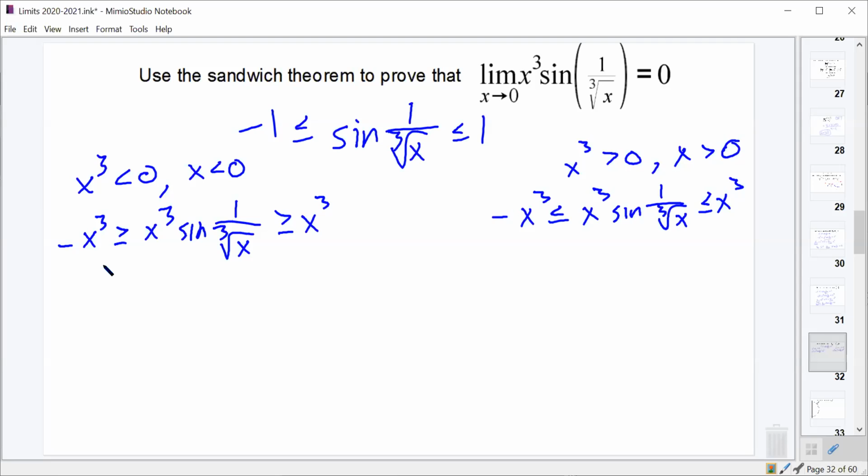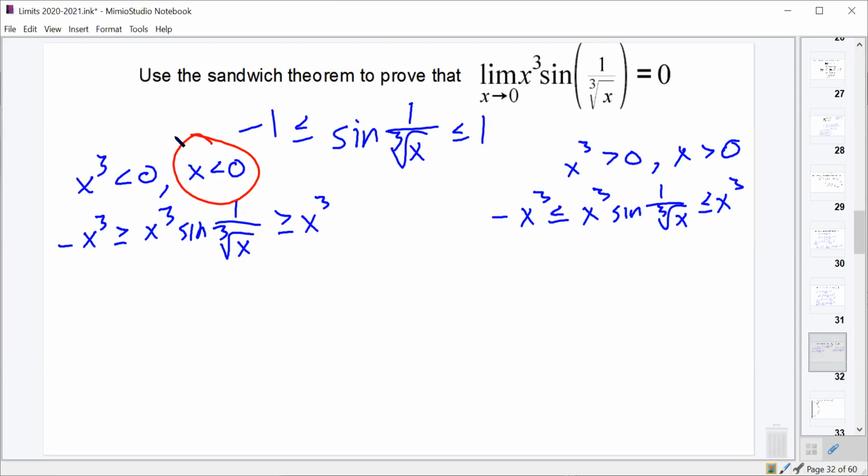But don't we have a restriction going on that left-hand side? We are saying that this is only true when x is less than 0. So if my x values are all negative, can I take the limit as x approaches 0 of negative x cubed? No, you can only take left-hand limits.